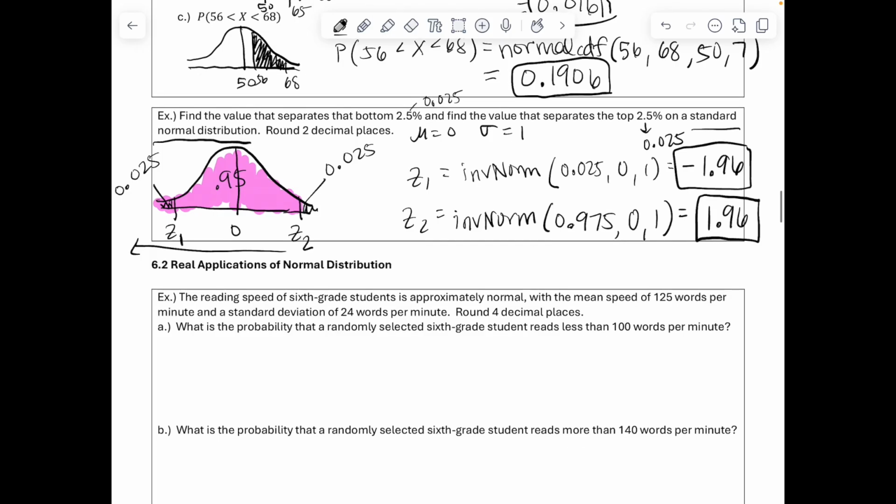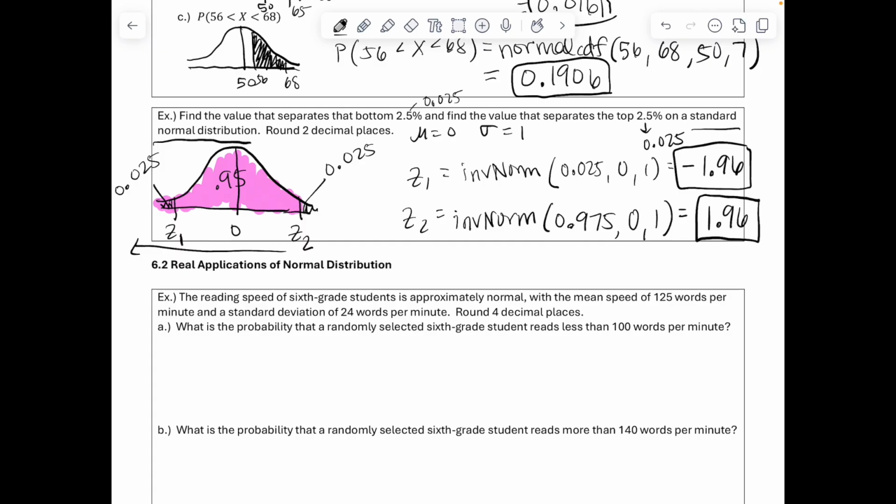The next section is 6.2, real applications of a normal distribution. The difference between 6.1 and 6.2 is that it's the same material, but now it's going to be more of an application-based process. So you'll notice that there are no additional notes, it just jumps right into examples.